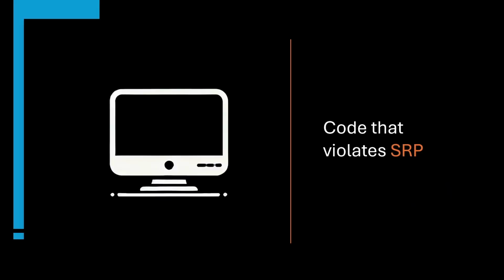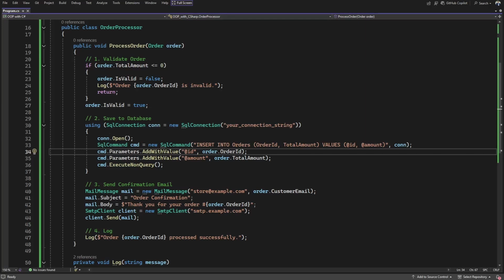Now, let's look at a code example that violates the Single Responsibility Principle. And then let's look at code that applies the Single Responsibility Principle and solves the problem. Let's look at this seemingly functional OrderProcessor class, because under the hood it has a few issues. This class is doing way too much. According to the Single Responsibility Principle, a class should have only one reason to change. But here we have at least four.